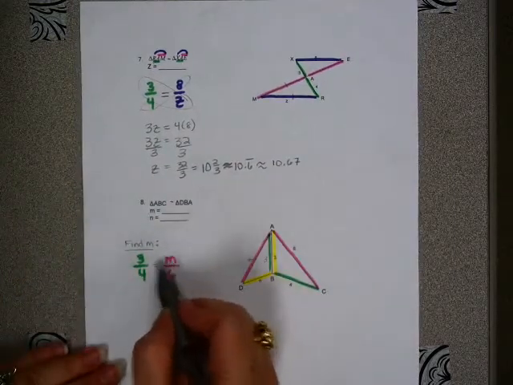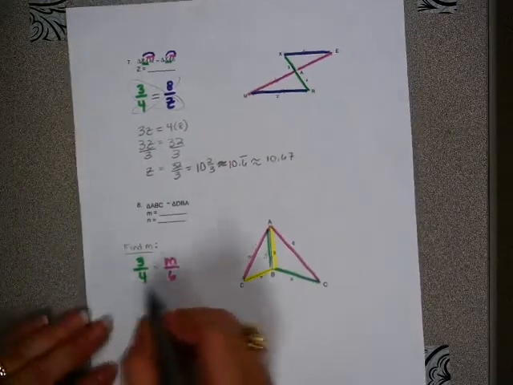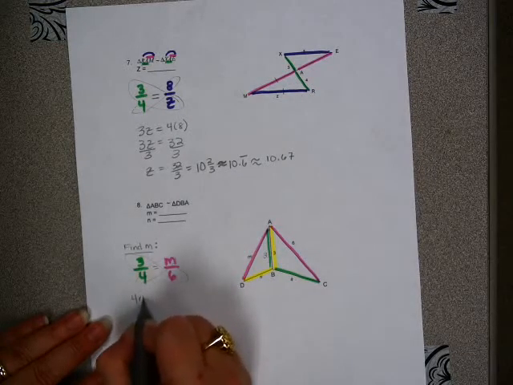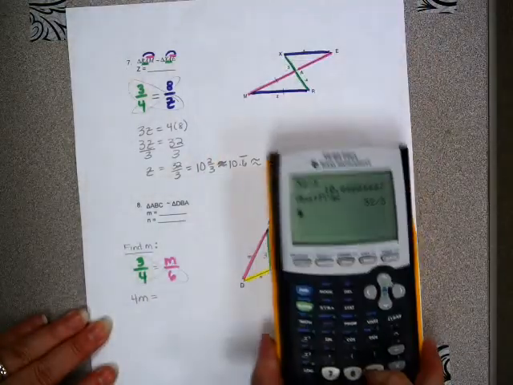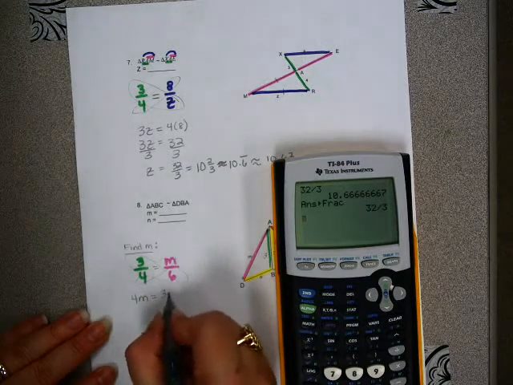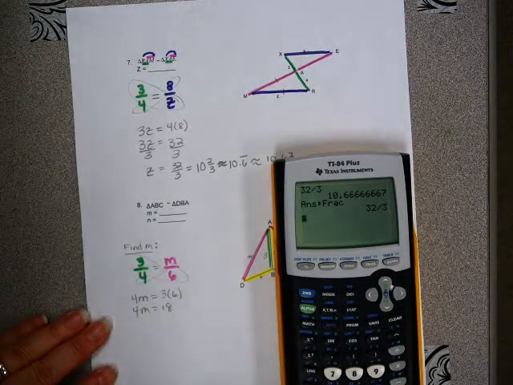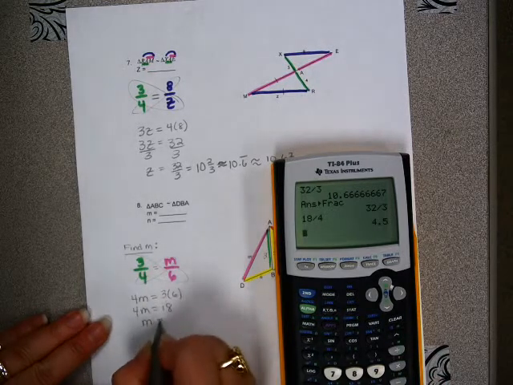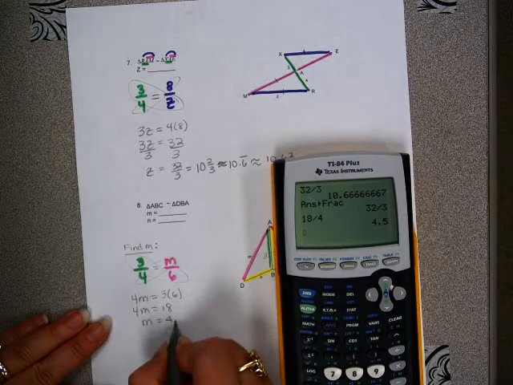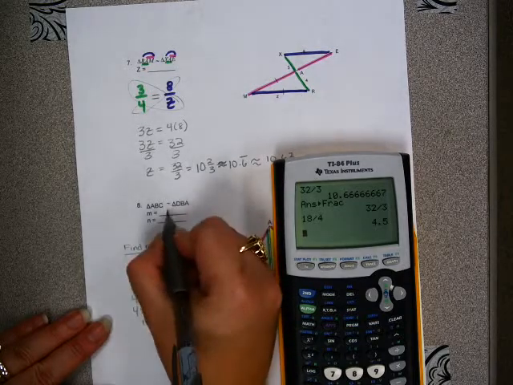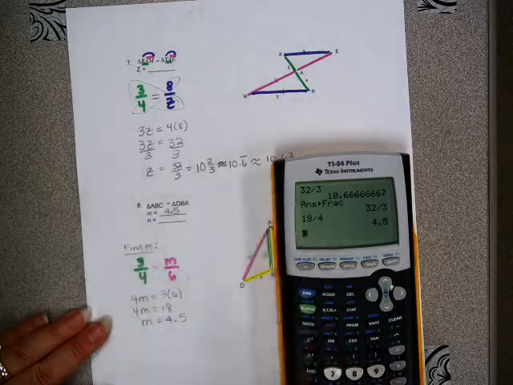Now, cross multiply. I'm going to do this in my calculator. That's going to be 4M equaling 3 times 6. So 4M equals 18. 18 divided by 4, that's 4.5. So this time I'm going to leave it as a decimal. So that's going to be 4.5. So up here I'm going to put 4.5.